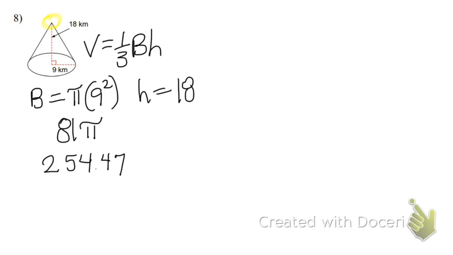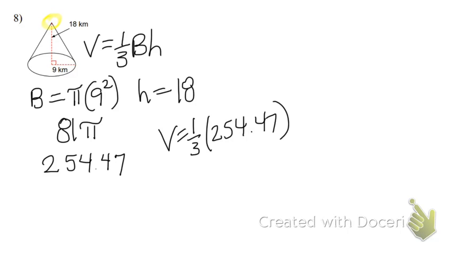So the volume is 1/3 area of the base times the height. You can do 1/3 of 18 if you want to, or you can multiply these two numbers together and then divide by 3. It doesn't really matter. So, final answer for this rounded to the nearest hundredth should be 1,526.82 cubic kilometers.